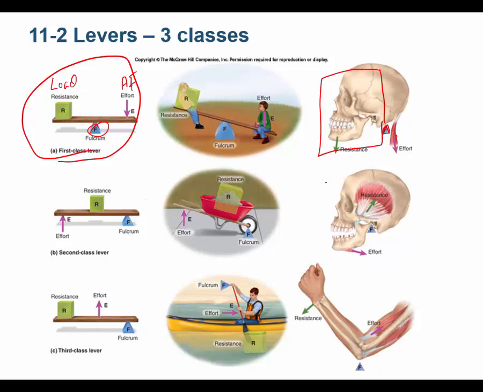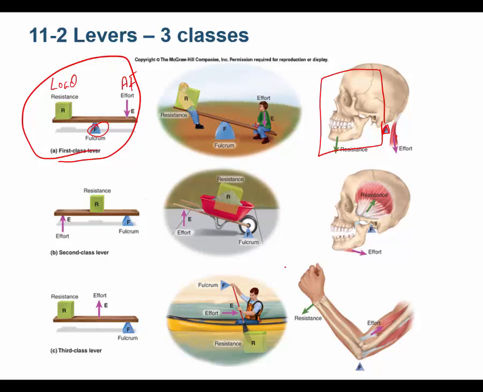So this is the first class lever, and I really can't even think of another first class lever, to be quite honest. They're very rare in the body. Third class levers are common. Second class levers are not uncommon. So first class lever, atlanto-occipital joint, is the only example I can think of.